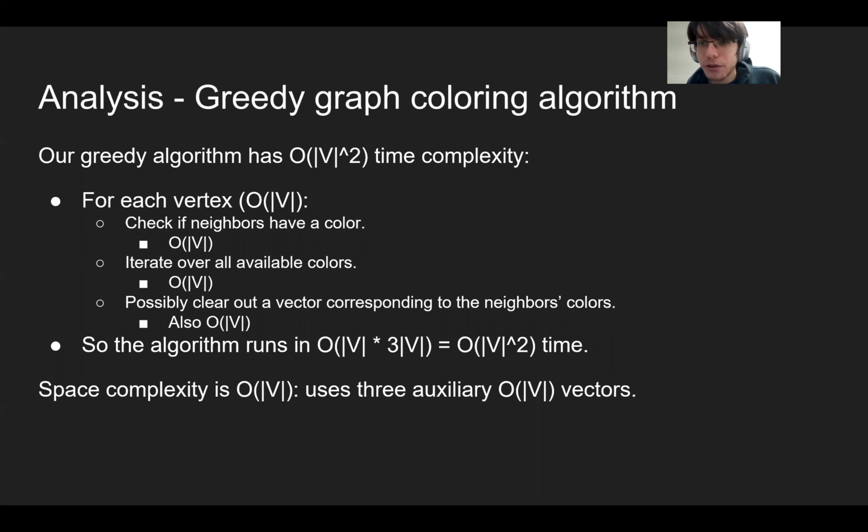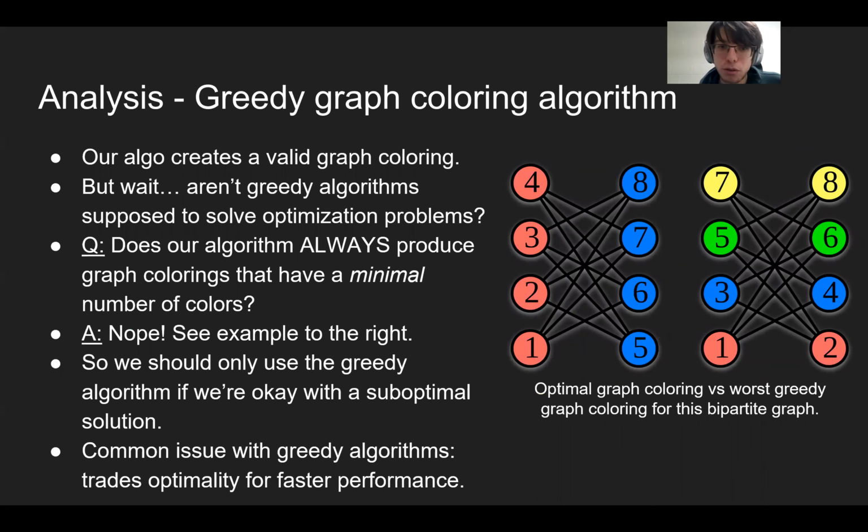But let's talk about how this actually performs. Like we mentioned earlier, this doesn't give us the optimal solution, but you might be like, well, why is that? Or how do we know? Well, we can see an example right here. Our algorithm creates a valid graph coloring, but it's supposed to solve an optimization problem: how do we make the best one, or use the fewest colors. That's the optimization problem we're working on here.